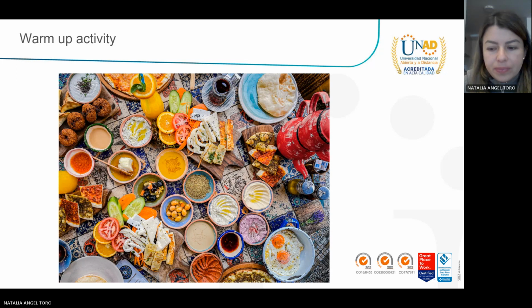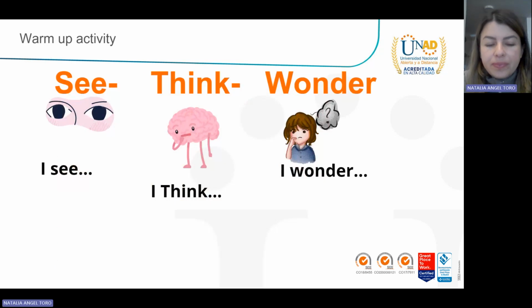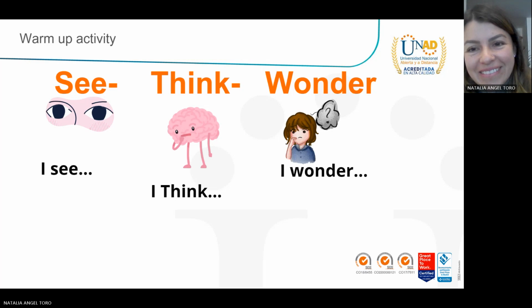Well, I see in this picture many foods like eggs, tomatoes, coffee, oil. I really don't remember all the food, but it's many. I think the food maybe has a very good taste.